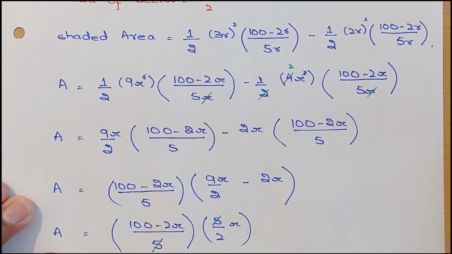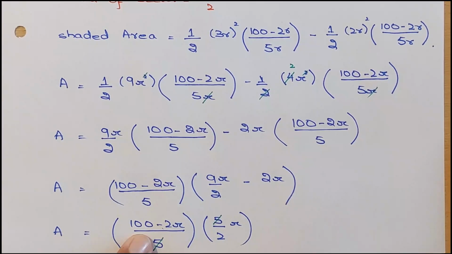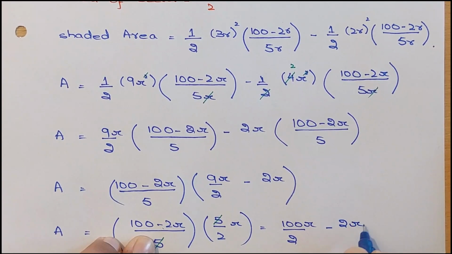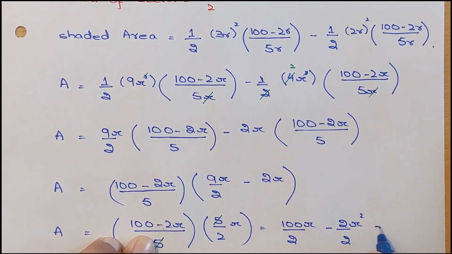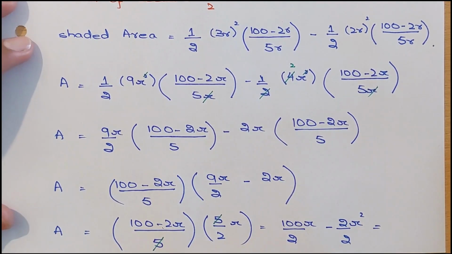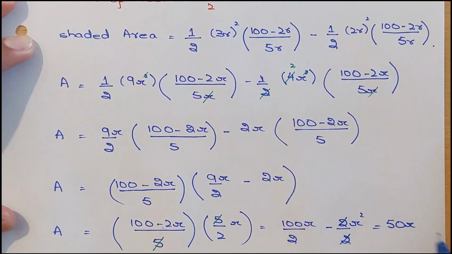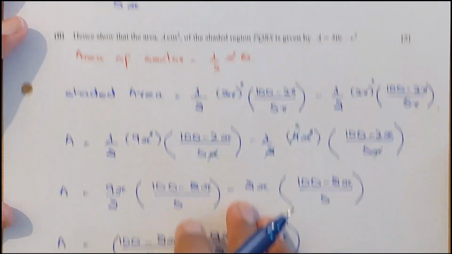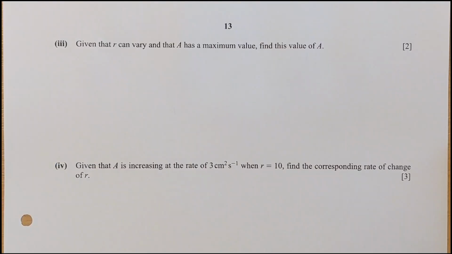Now let me do the multiplication. 100 multiplying with r by 2 equals 100r divided by 2 minus 2r squared divided by 2. For further simplification, 100 divided by 2 is 50r, and 2 is cancelled with 2, minus r squared. So this is the area, 50r minus r squared. We got exactly the same thing.